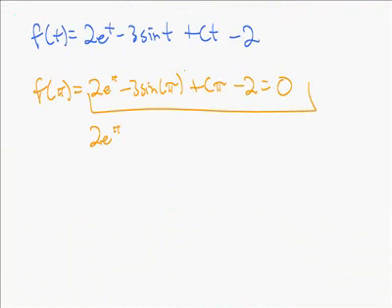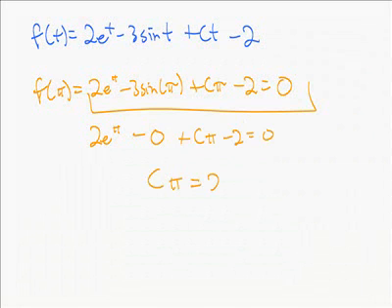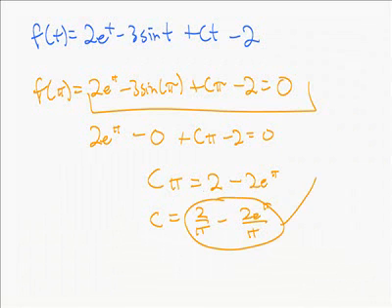Sine of pi, of course, is 0, so we get a minus 0 there, plus c times pi minus 2 equals 0. Solving for c, we can see that c times pi is going to equal 2 minus 2e to the pi. So dividing both sides by pi, we get that c is equal to 2 over pi minus 2e to the pi over pi. So, putting all of that in, which is kind of ugly, but that's alright, we'll put all that in for the constant c.